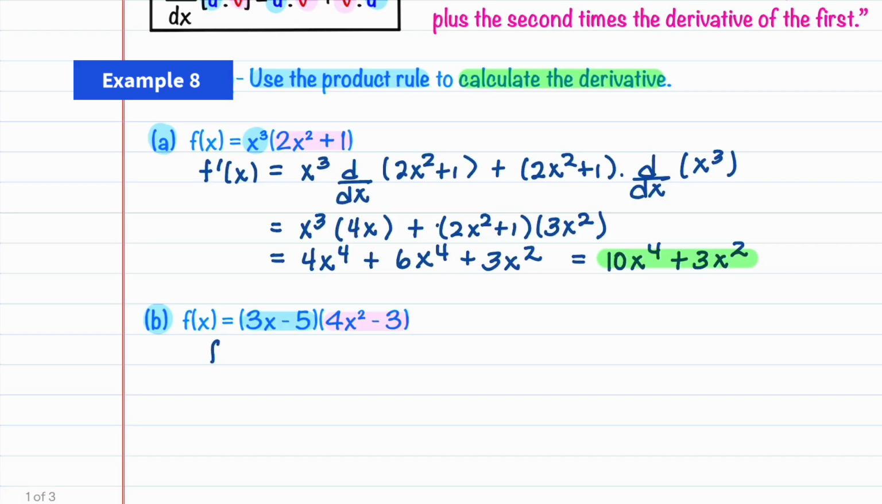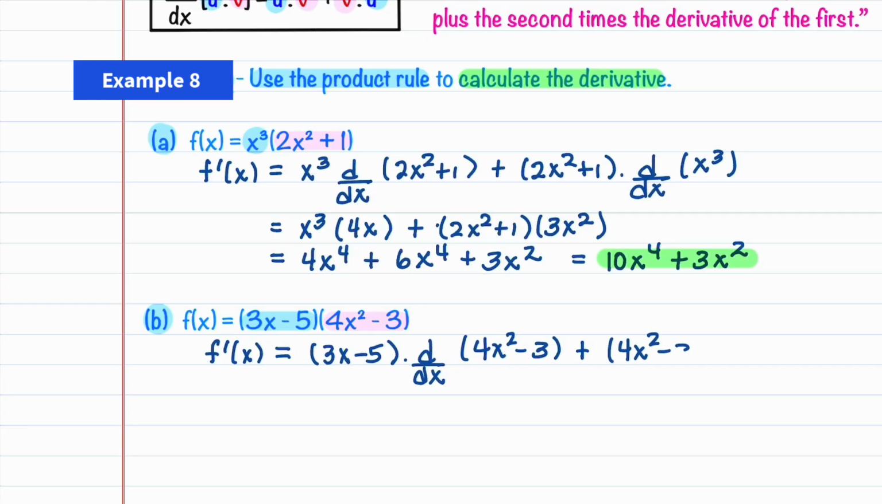Our derivative then is f prime of x, and it is the first function, 3x minus 5, times the derivative of the second function, which is 4x squared minus 3, plus the second function, 4x squared minus 3, times the derivative of the first function, which is 3x minus 5.